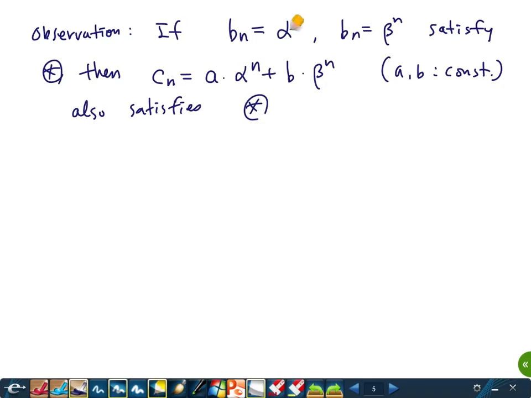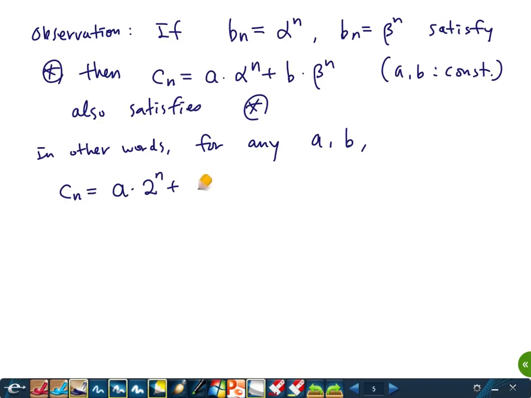Because if you have any two solutions, then their linear combination also satisfies that, because you can just substitute it there. In other words, for any constants A and B, this sequence Cn, A times 2 to the n, which we just found, plus B times 1 to the n, which is always 1, always satisfies star for any choice of A and B.